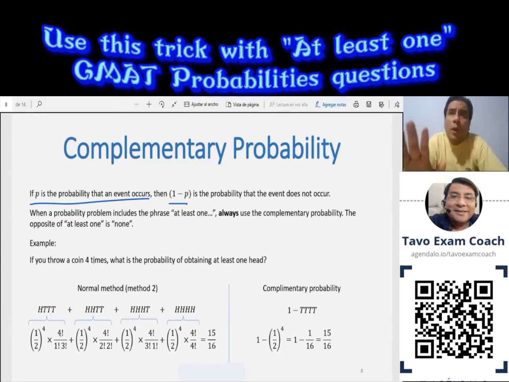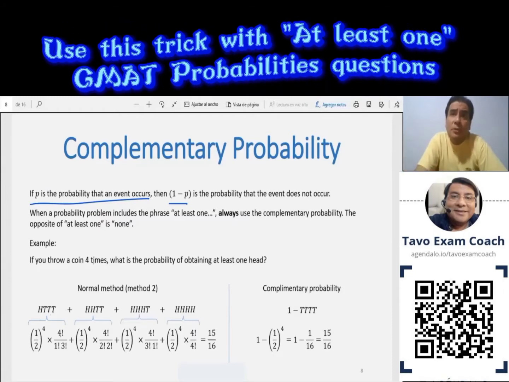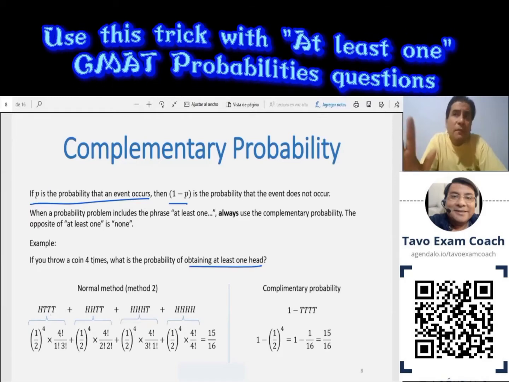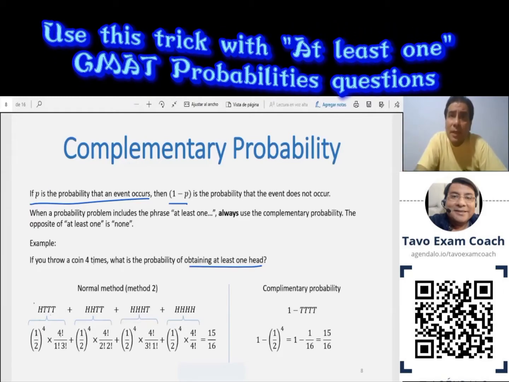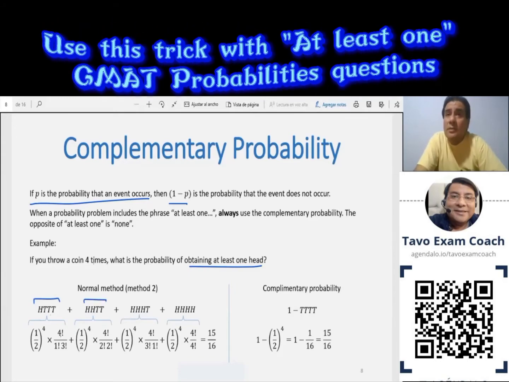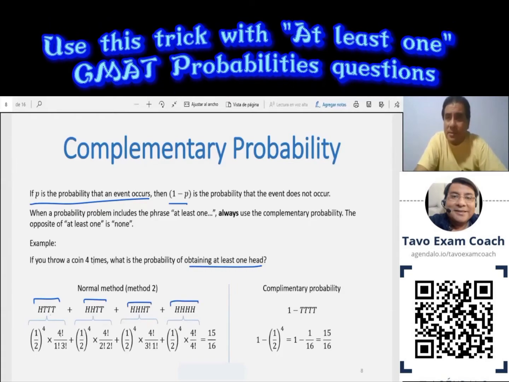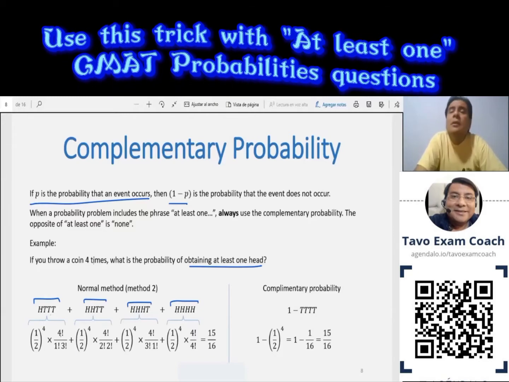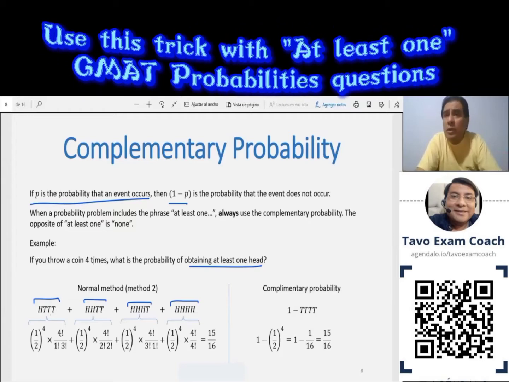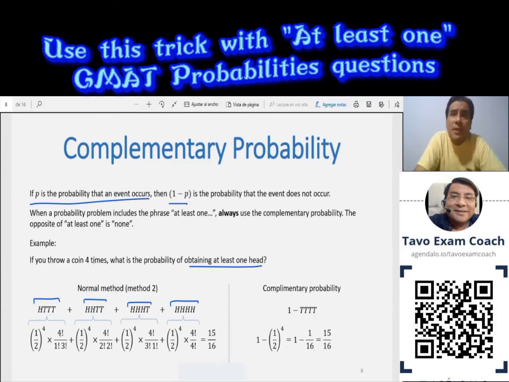Take a look at what we would need to do if we use the normal method, that is the multiplication method. Obtaining at least one head can actually be divided into 4 different cases. One is to get one head, another is to get 2 heads out of 4 coins, another is 3 heads, and the last one would be all heads. That means the 4 coins heads. But since these are alternative situations, we need to add all the probabilities involved. That means applying method 2 to each of these cases.